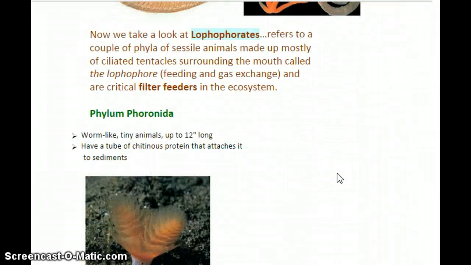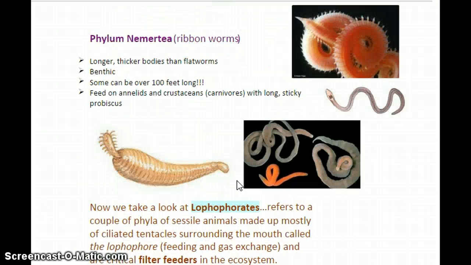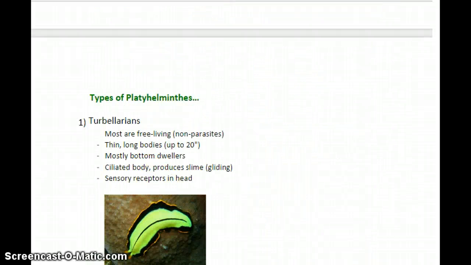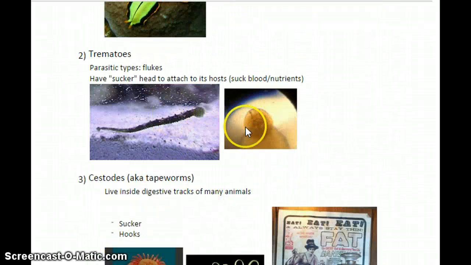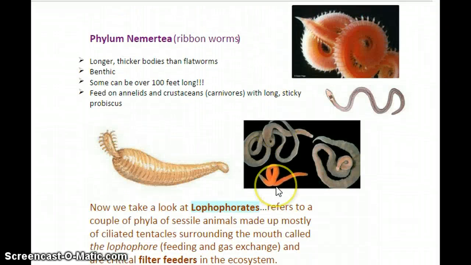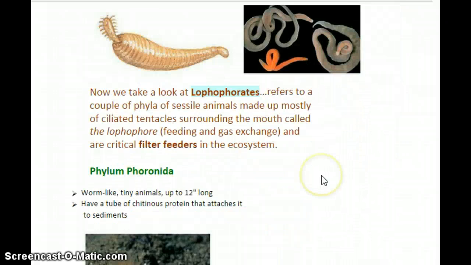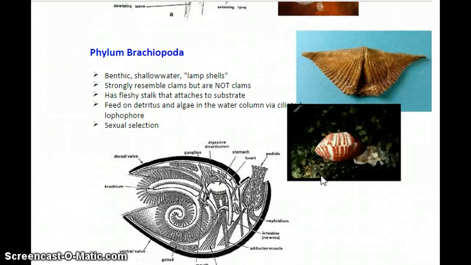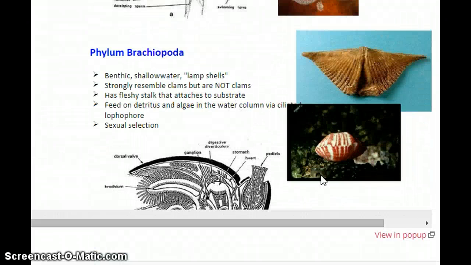So that's the big takeaway from this, is that you have some that are free swimming, like the turbellarians, some that are parasitic, like the trematodes and the cestodes, and then others that bury down into the sediment that are little burrowers and will filter feed. So just sort of be aware of those major distinctions between them.